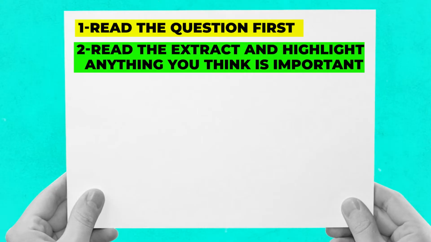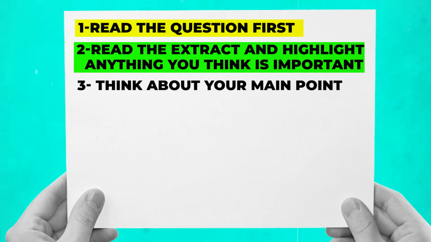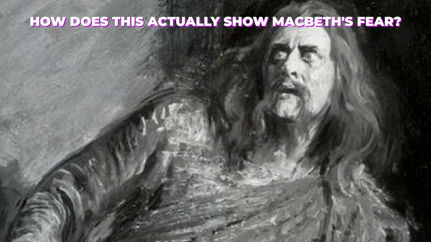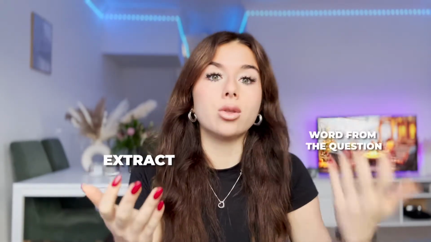Now, number 3 is think about your main point for the extract. So looking at the extract as a whole and looking at the quotes that you would have highlighted, think about, okay, how do these quotes link to the question? Or how does this actually show Macbeth's fear? You want to give one point that references the extract and the word from the question.